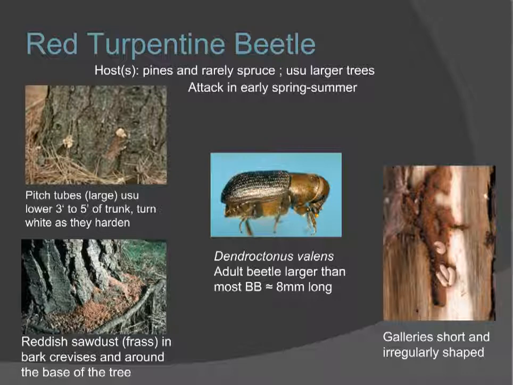So you're basically looking for reddish sawdust around the base, fairly big clumps of pitch or pitch tubes. This particular beetle is a fairly good size, about twice the size of most of the bark beetles. And they have a different sort of gallery in that they eat as a group as opposed to individually. So you look for galleries under the bark that are just basically a big fan of phloem being munched on.